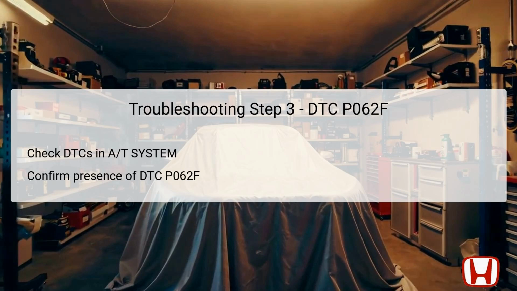Conversely, if DTC P062F is not identified, this could indicate an intermittent failure, suggesting that the system may be normal at this moment. In such cases, it's prudent to check for any other pending or confirmed codes that may help identify the underlying issues.